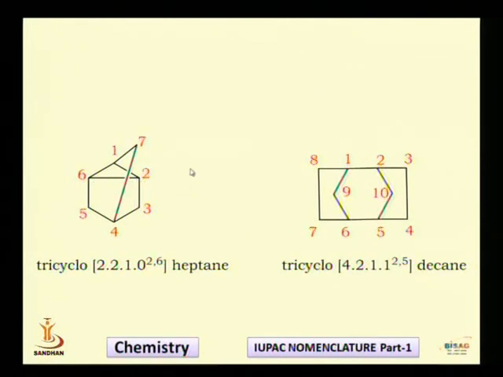So now my molecule is having 2 bridges, but this bridge which is connecting number 1 and 4 via number 7, this is called a principal bridge. So where the number 1 is involved, that bridge is called a principal bridge, and this bridge which is connecting number 2 and 6, that is called subsidiary bridge.